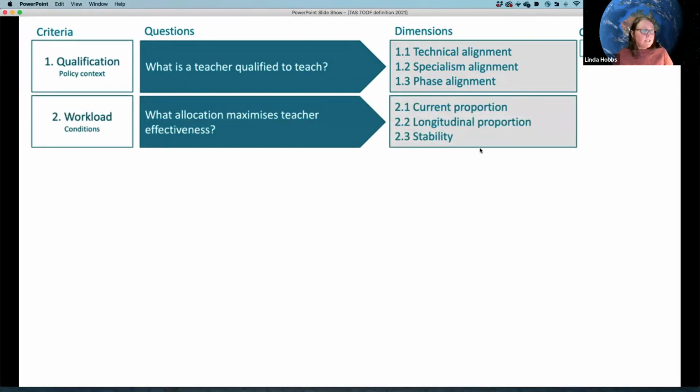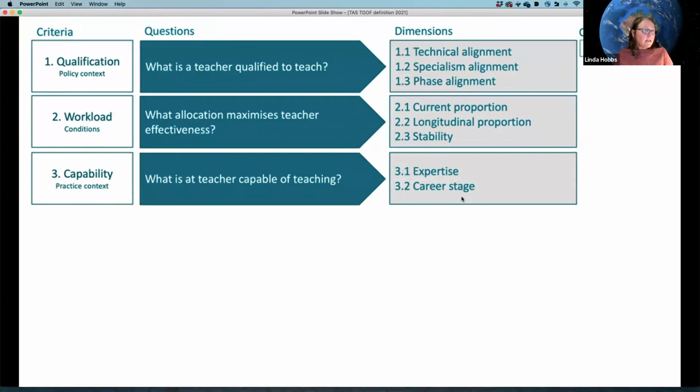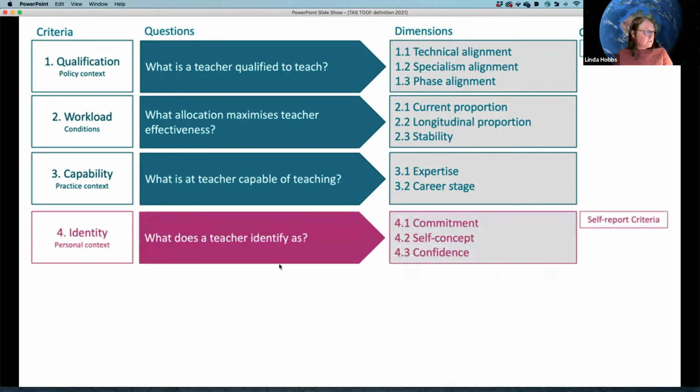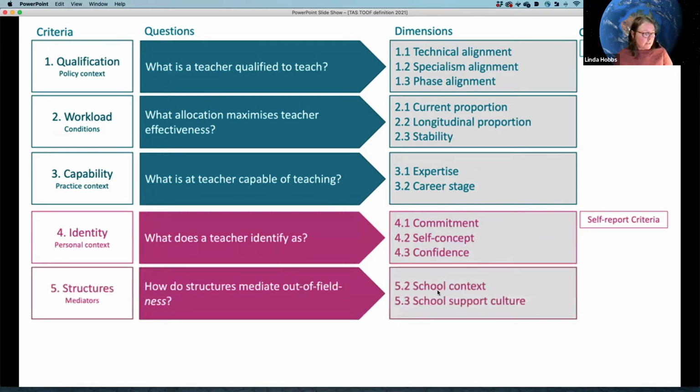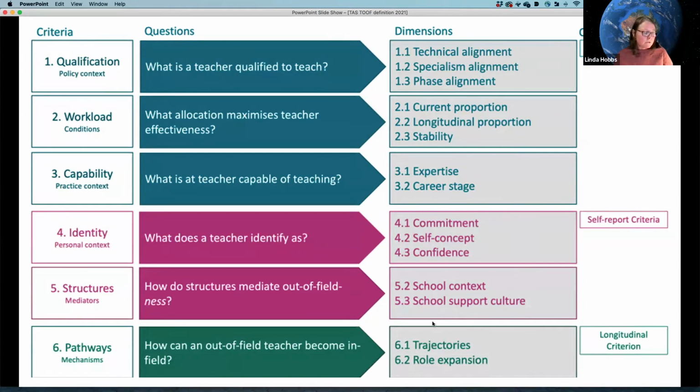Workload allocation, looking at the proportionality of the out of field, what happens over time, and the stability of that load. And then capability, looking at the expertise of the teacher, and also thinking about the career stage, what's important at different career stages. Ideas around identity, so what does a teacher identify as, and you can see the terms we're looking at there. And then structure, so these are school type structures that mediate teacher learning. So school context and the school culture of support.